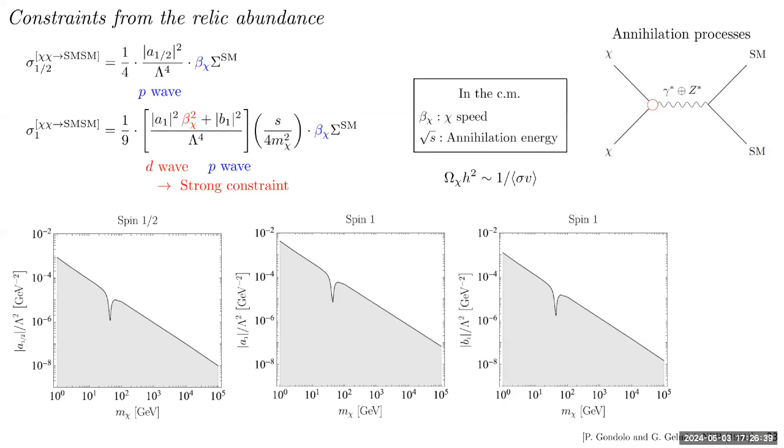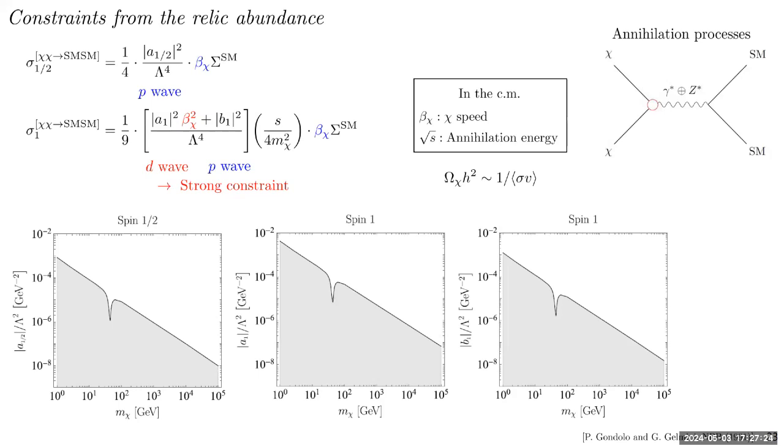So at first, I'm going to consider only two cases: only the A1 coupling is alive, and only the B1 coupling is alive. I'll call them the A1 case and the B1 case. In the A1 case, there is an additional beta chi squared. Because of the presence of beta chi squared, the A1 case is d-wave dominant, but the B1 case is p-wave dominant. So since the A1 case is d-wave dominant, we can expect stronger constraints compared to the B1 case or the spin 1/2 case.